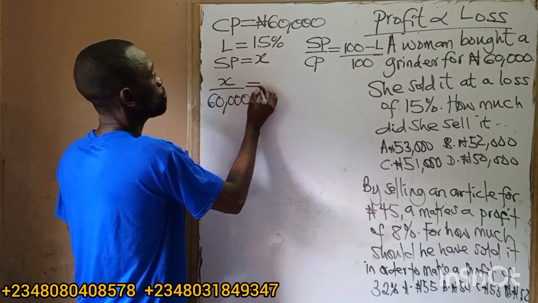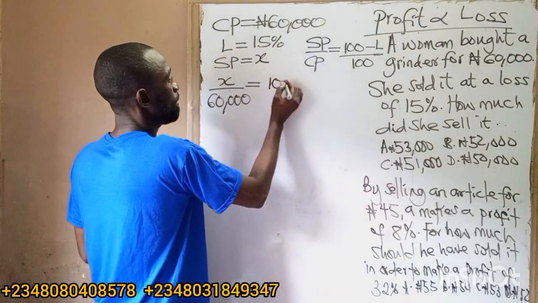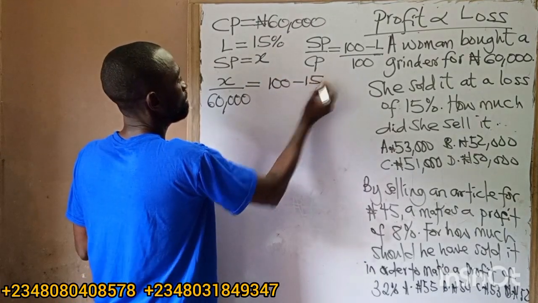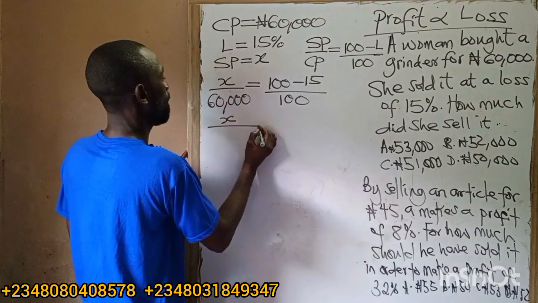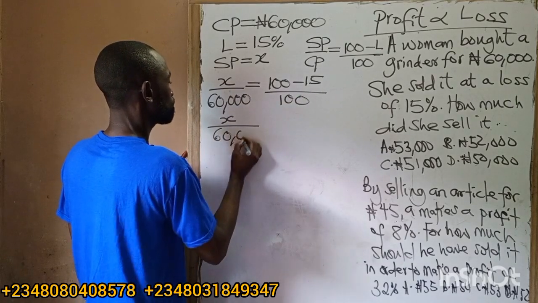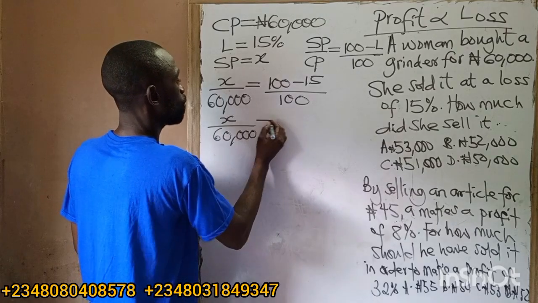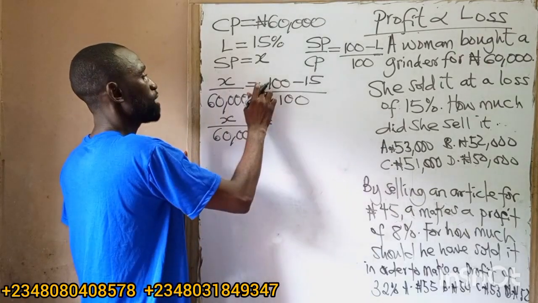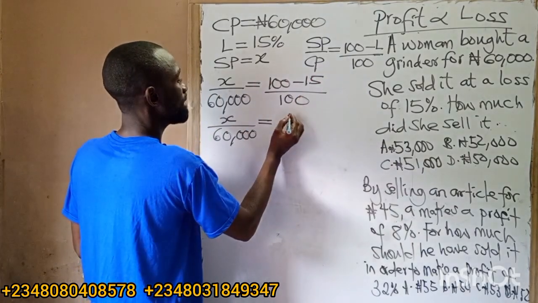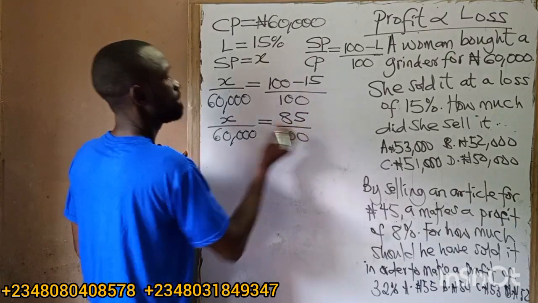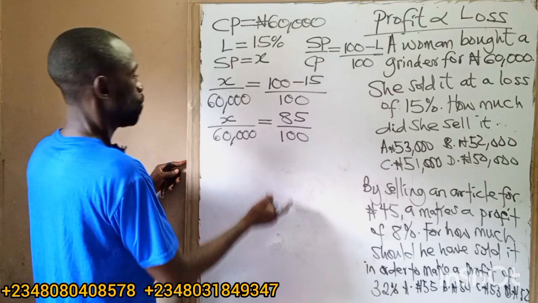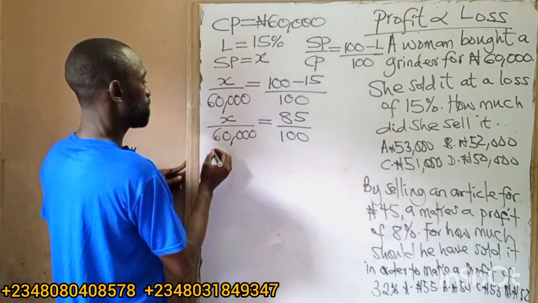X all over 60,000 naira is equal to 100 minus 15, which gives us 85, all over 100. Alright, so what's the next thing? We'll cross multiply.